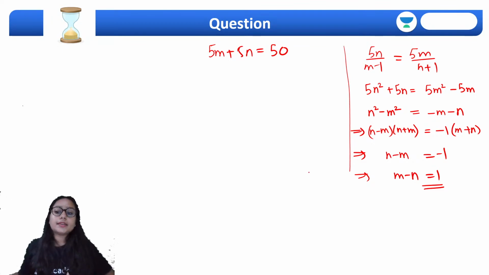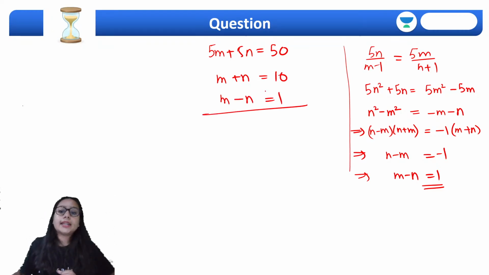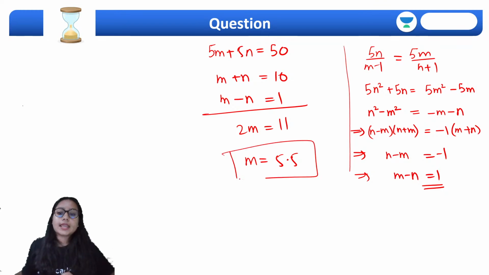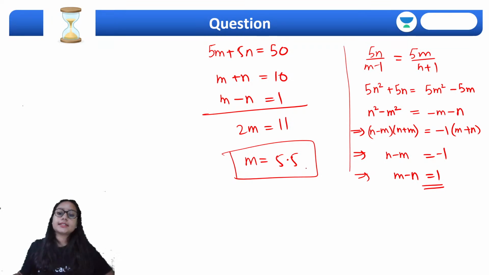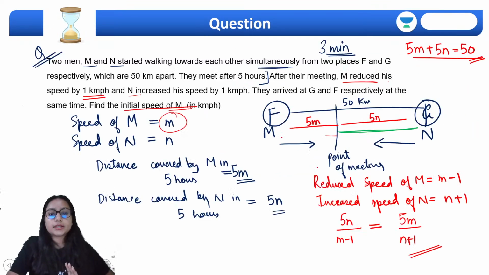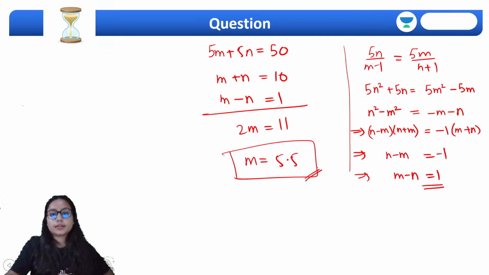Now M minus N is 1, and here I have M plus N is 50 by 5, which is 10. Adding both the equations, you get 2M is 11. Therefore, M is 5.5. Now, what do we need to find in this question? The initial speed of M, which is M. Hence, the correct answer is 5.5 kilometers per hour.